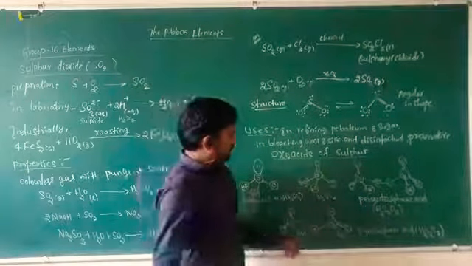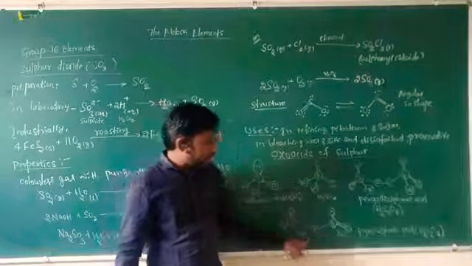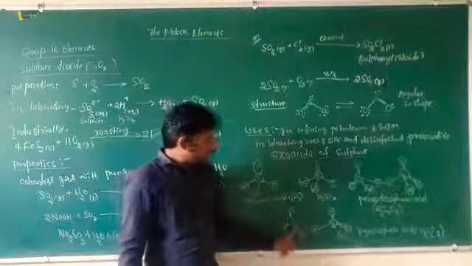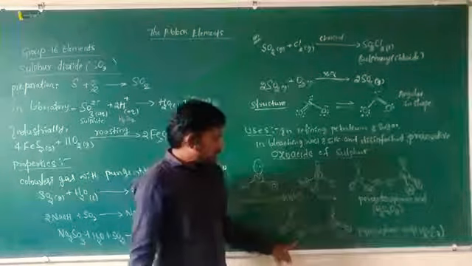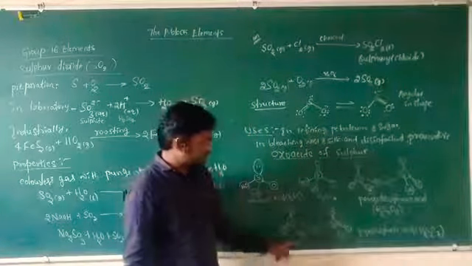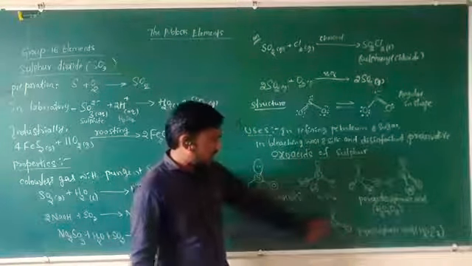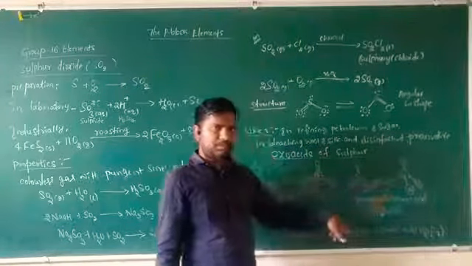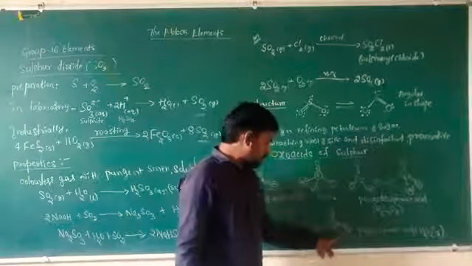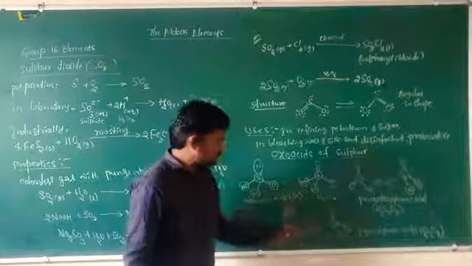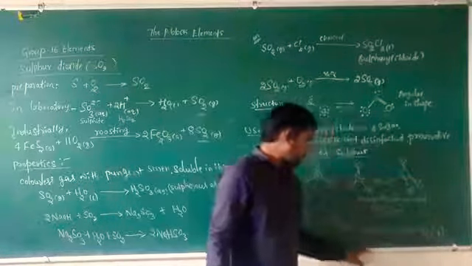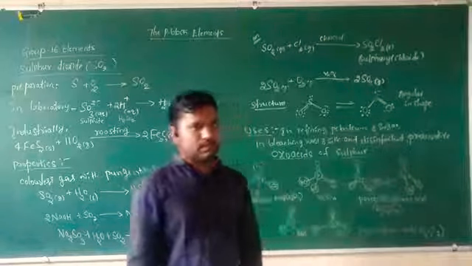The last of the oxo acids of sulfur is pyrosulfuric acid. Here the formula is H2S2O7. It has one oxygen less than peroxodisulfuric acid: here one oxygen in the middle, there two oxygens. So the hydrogens are the same, H2, but the oxygens are 7. H2S2O7, named pyrosulfuric acid.